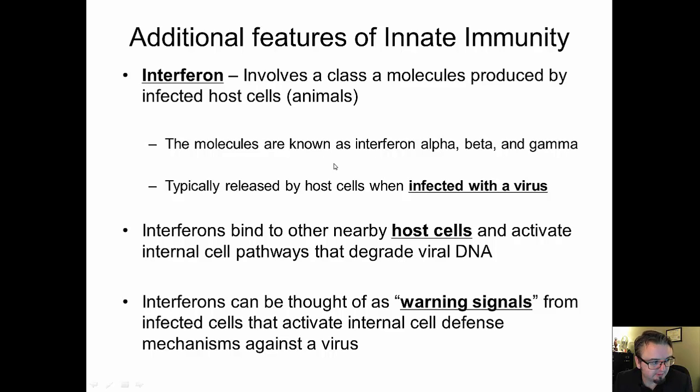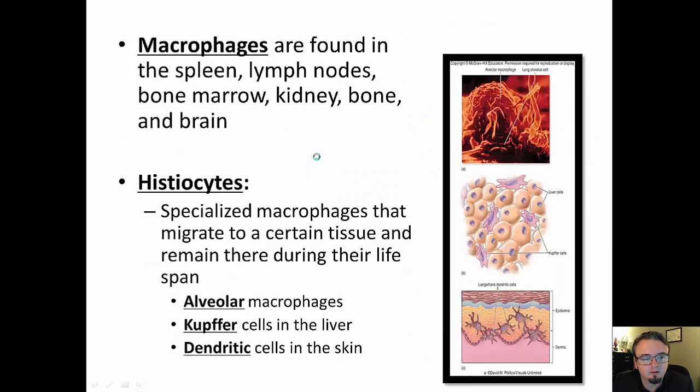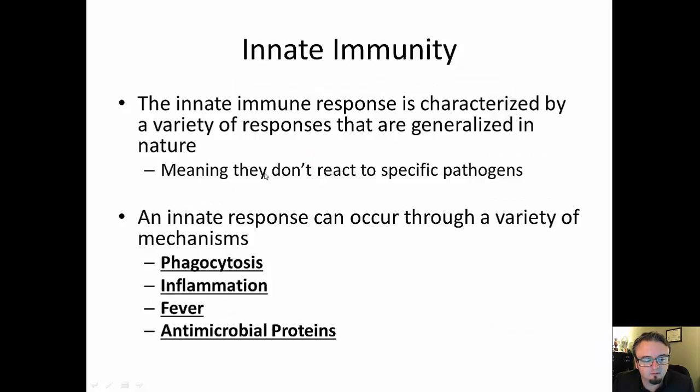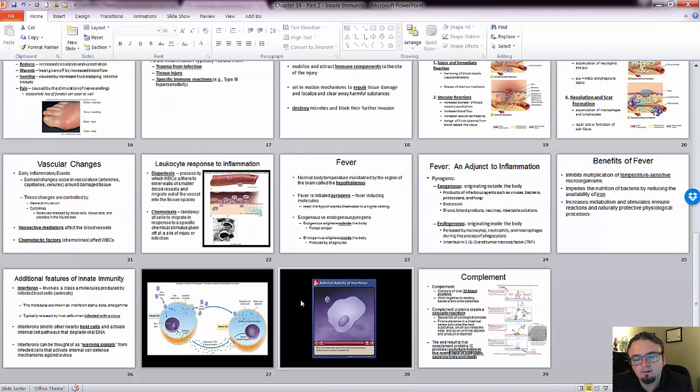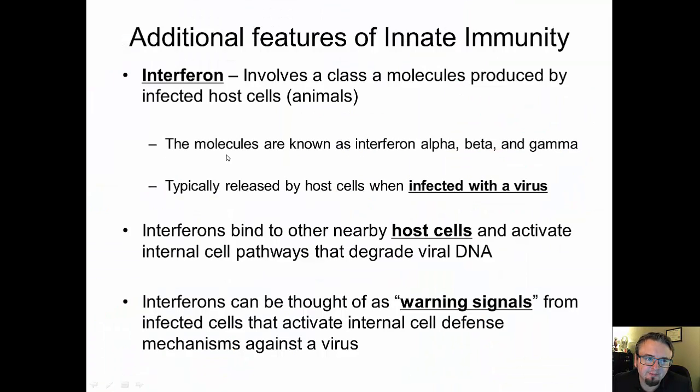The last little bit here is taking a look at a couple examples, go all the way back here, of antimicrobial proteins. So we've talked about phagocytosis, inflammation, fever, and one of the last examples of innate immunity are antimicrobial proteins. So this topic in general, antimicrobial proteins, can really get complicated. So I'm going to really try and keep this simple here and not go into a lot of detail.